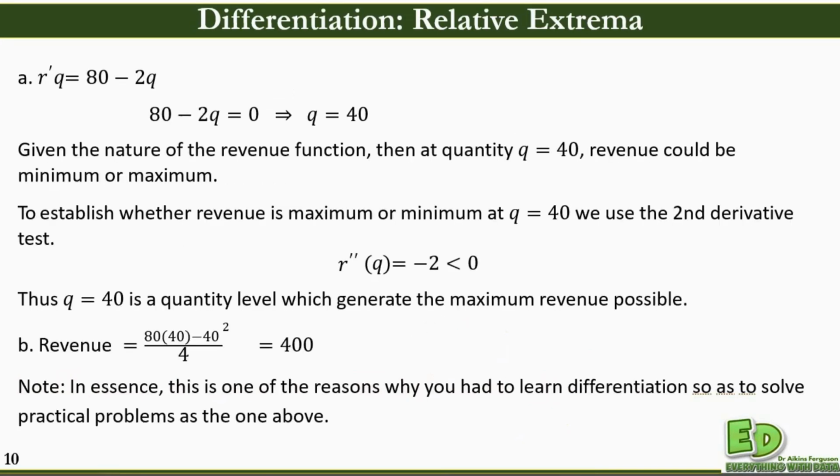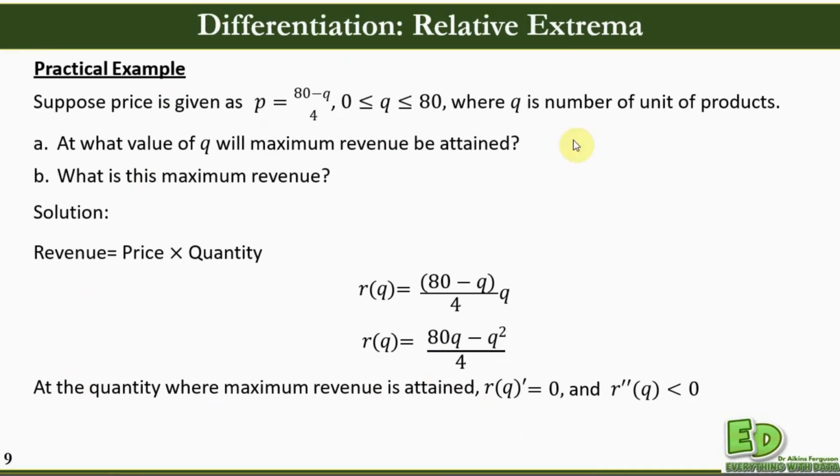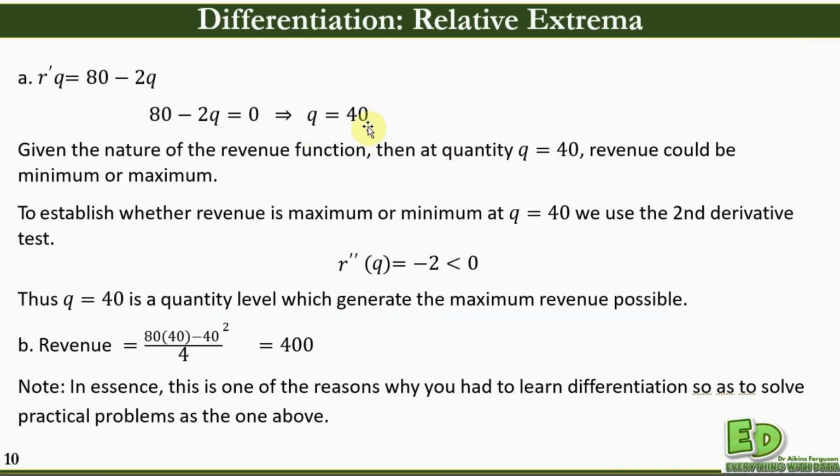So on our next slide here, the differential gives us what? 80 minus 2Q. If it's equated to 0, our quantity will give us 40. What does this mean? It means that looking at this range from 0 to 80, if we produce just 40 units of the product, we are going to achieve that maximum revenue or that highest revenue.